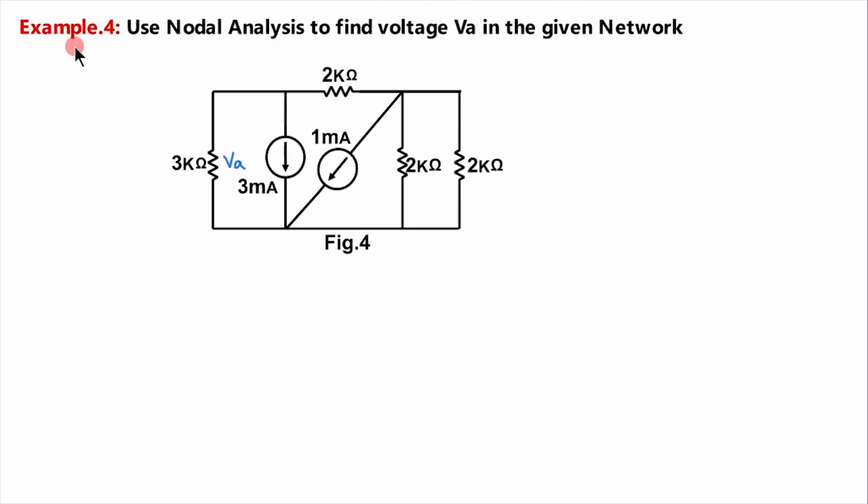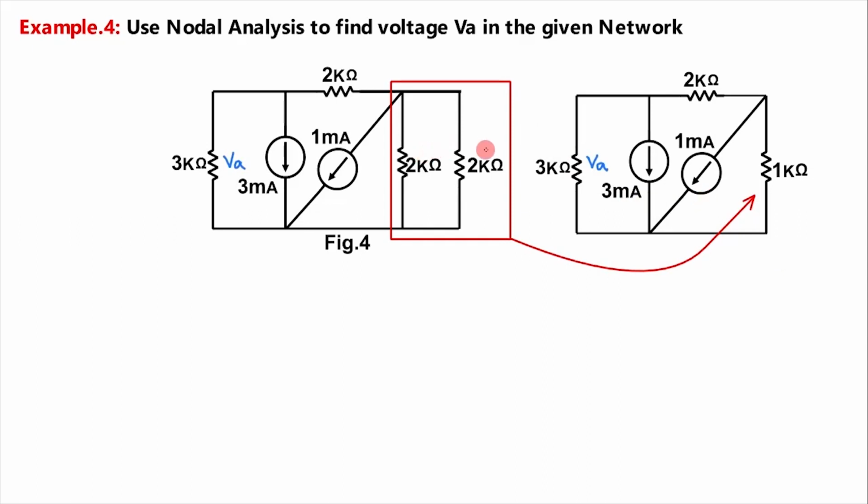45.45 volt. Example 4. Here we are asked to find voltage VA using nodal analysis. See, these two resistances are in parallel, so they can be combined and the circuit can be redrawn like this.